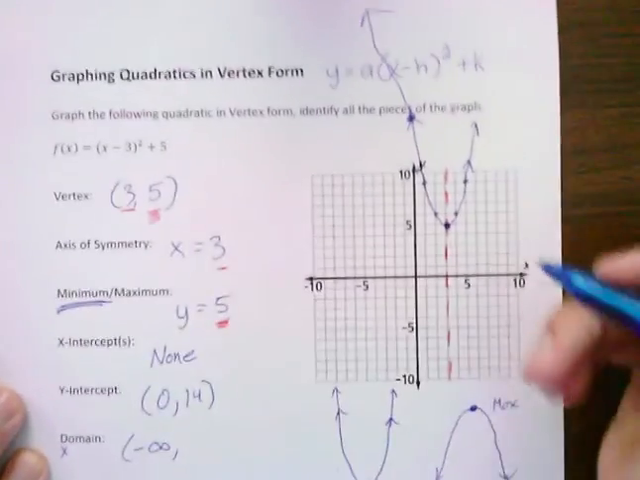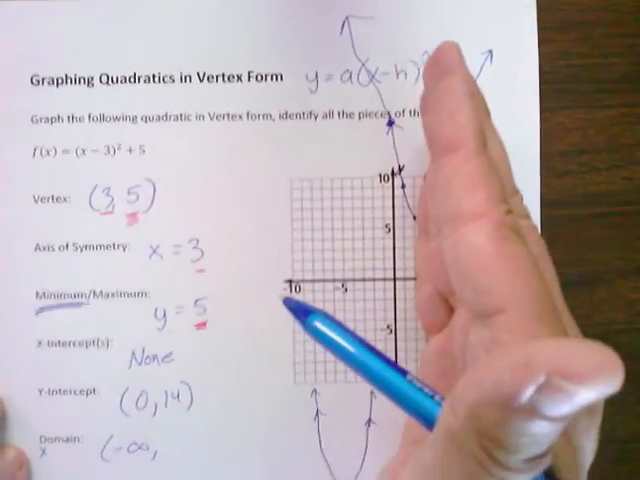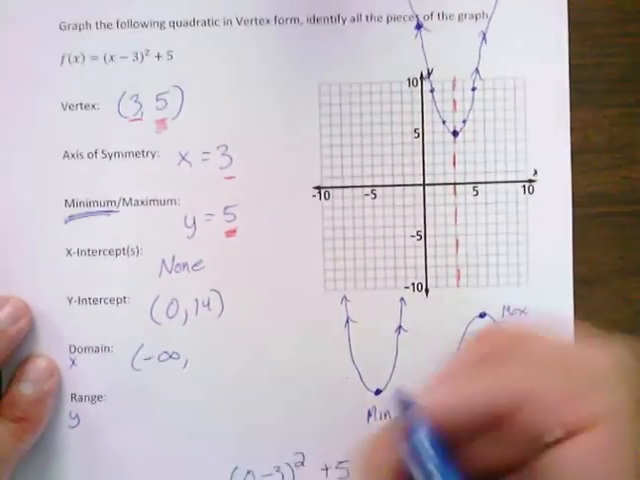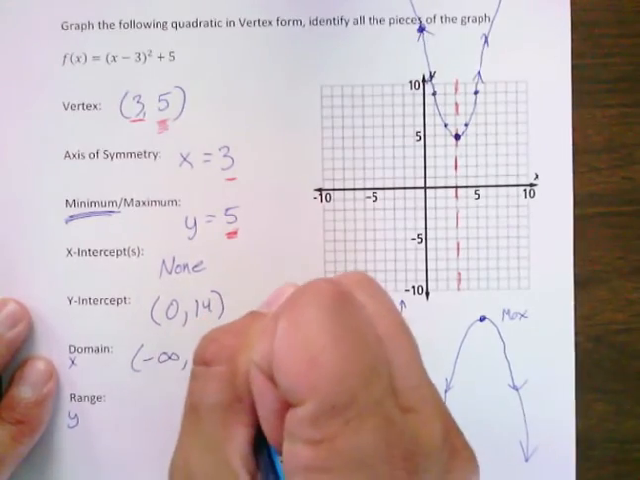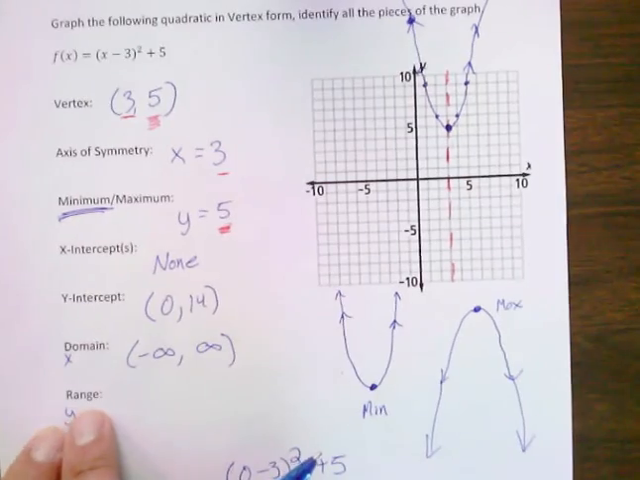As we go to the right, this graph is continuing up and to the right, up and to the right. So we keep on going right, right, right, which is going to be positive infinity. So that's my domain. With range, we're talking about y values.